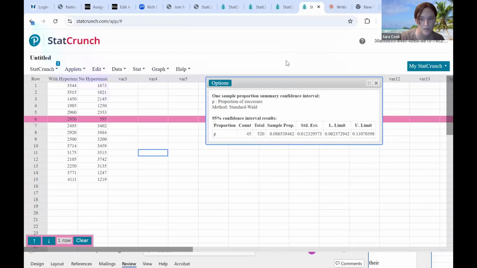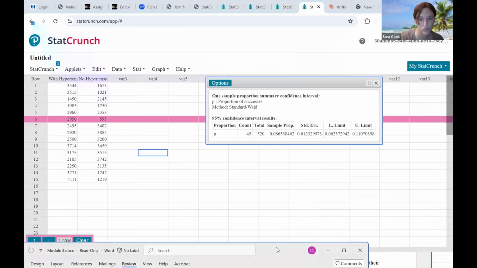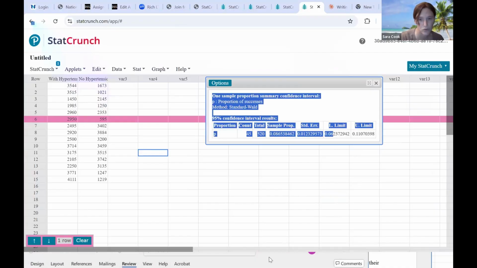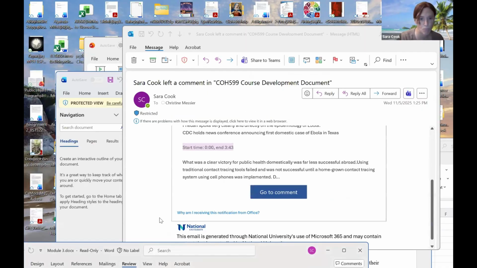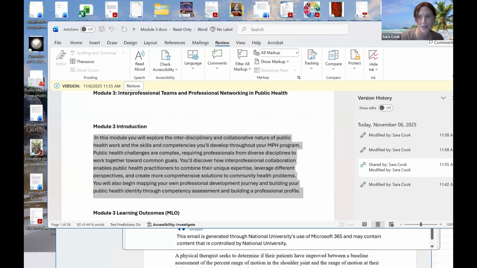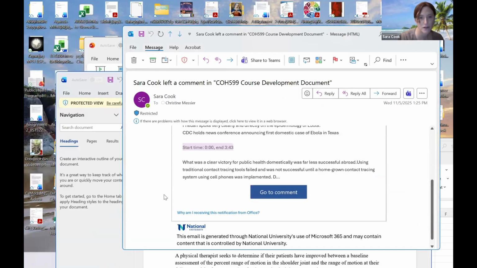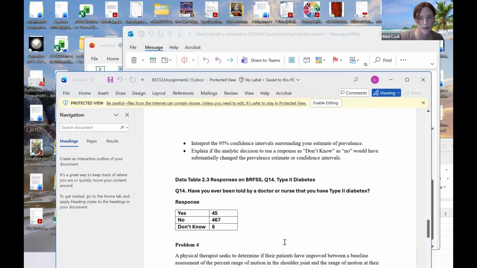All right. Moving ahead, moving right along. My favorite movie, The Muppet Movie. Moving right along. Okay.